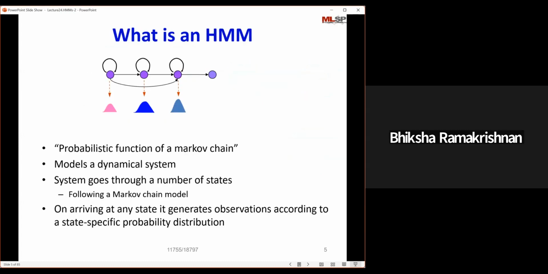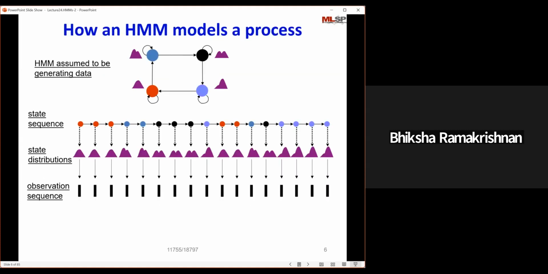So this is what an HMM is. It's a probabilistic function of a Markov chain. It models a dynamical system. The model states that the system itself goes through a number of states following a Markov chain model. On arriving at any state, it generates an observation according to a state-specific probability distribution. And so the way it generated an observation sequence was as follows.